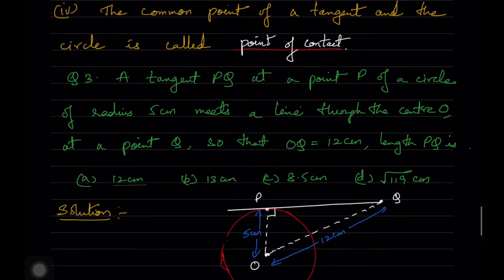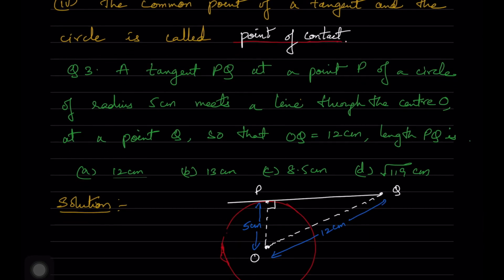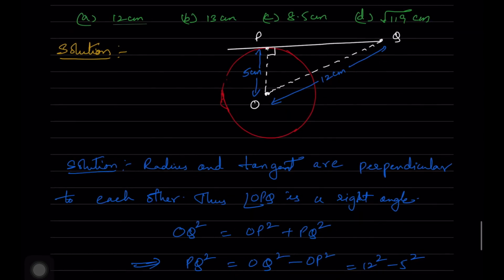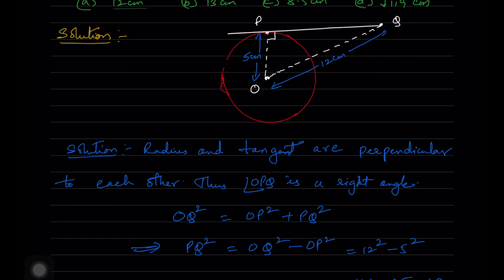Now question 3. A tangent PQ at a point P of a circle of radius 5 centimeters meets a line through the center O at a point Q, so that OQ is equal to 12 centimeters. The length PQ is, you have to find, what is the length of PQ. The options are 12 centimeters, 13 centimeters, 8.5 centimeters and root 119 centimeters. So solution: the radius and tangent are perpendicular to each other. Thus angle OPQ is a right angle.